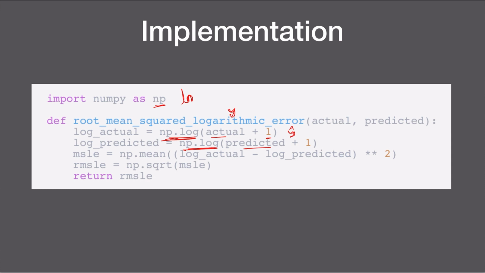You take the log of them. So you get log of actual, log of predicted. Then you take the difference of them. And then you take the square of them, square of the difference. And you take the mean of all the values. Once you take the mean, you will get MSLE. What about RMSLE? You need to take the square root of MSLE. That is what you will get here. So this is how you can implement it.